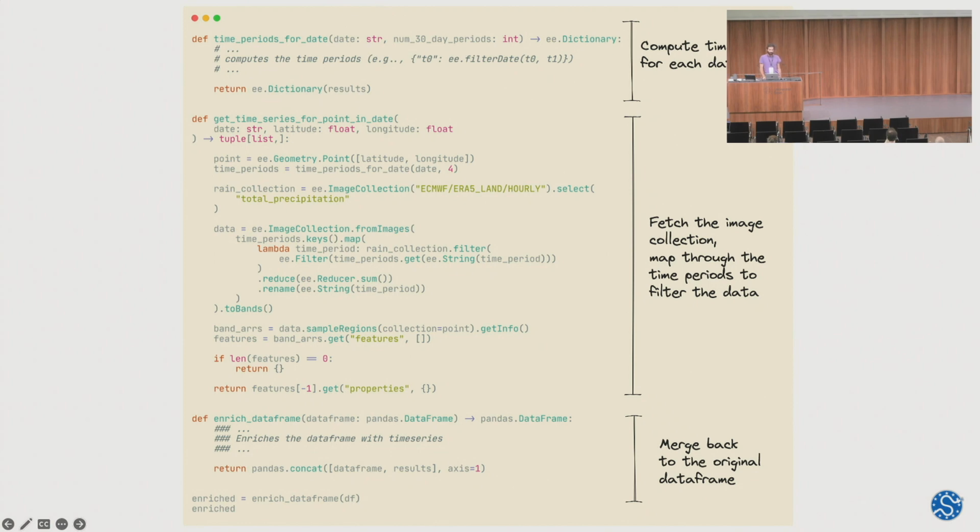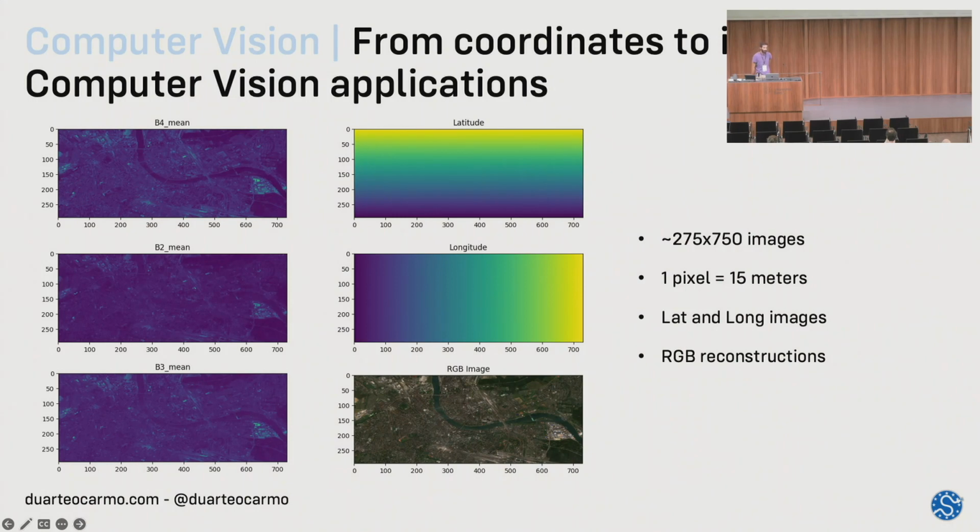All right. So let's talk a little bit about a computer vision application. So going from coordinates to computer vision applications. What we see on the left side is the 3 bands, the RGB bands, but they're called in Sentinel-2 terms B4, B2, and B3. And you're actually looking at an image of Basel, really up high in the sky. Each one of these bands is a matrix, 275 by 750 matrix, and every point on that matrix has the value of the RGB band, in this case the B4, the B2, and B3 bands. And it's actually a mean of those bands.